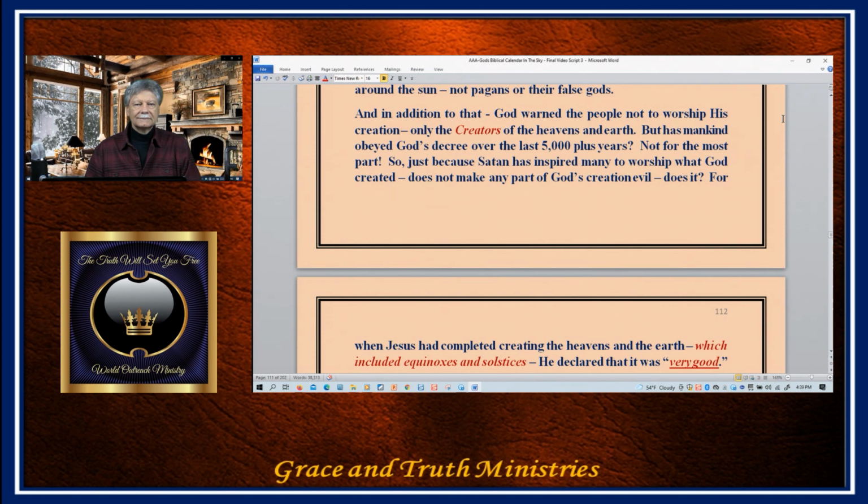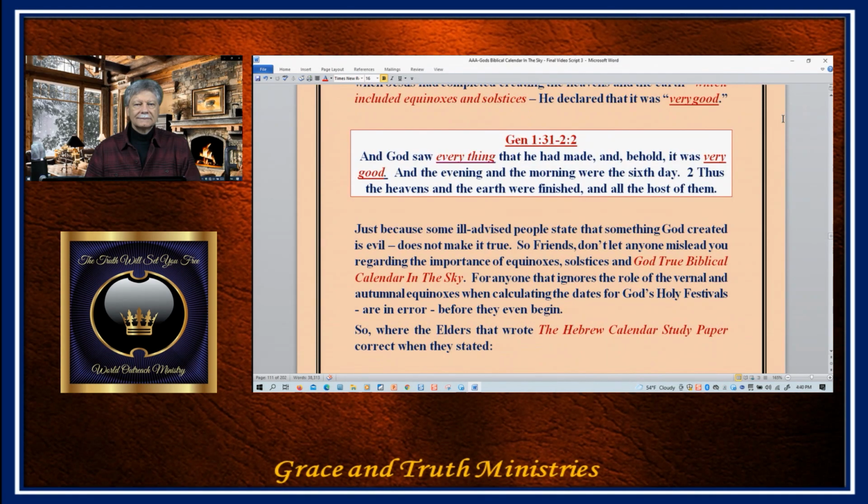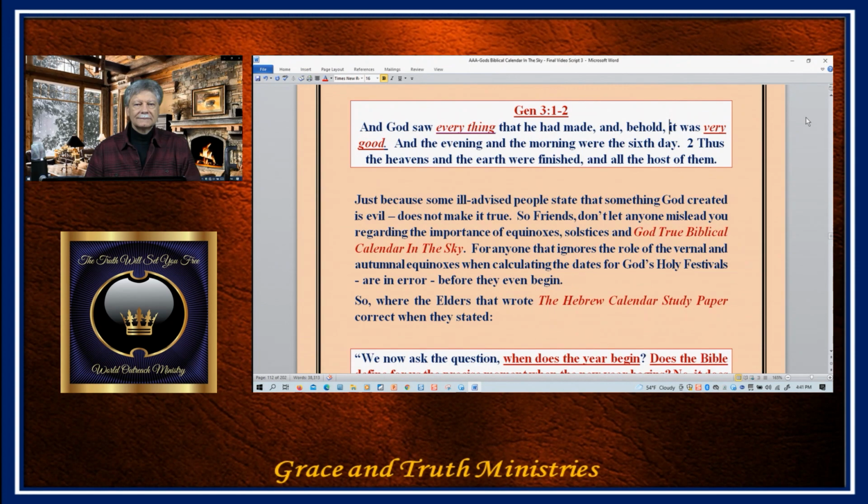But has mankind obeyed God's decree over the past 5,000 plus years? Not for the most part. So just because Satan has inspired many to worship what God created does not make any part of God's creation evil, does it? For when Jesus had completed creating the heavens and the earth, which included equinoxes and solstices, he declared it was very good, didn't he? In Genesis we read, "And God saw everything that he had made, and behold, it was very good." It wasn't just good, it was very good.